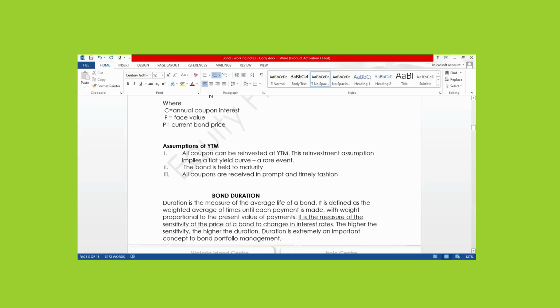If the bond is not held till maturity, that is, if the investor decides to sell the bond prior to maturity, in that case, the investor may not realize the calculated YTM. If the coupons are not received promptly, as at when due, in that case, the investor may not realize the calculated YTM.